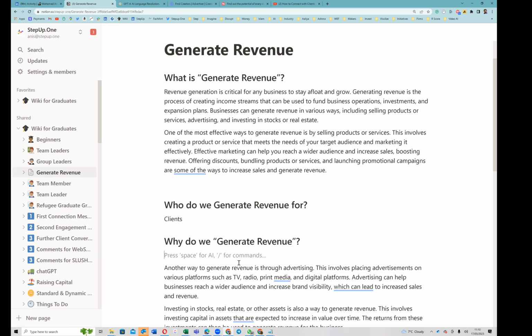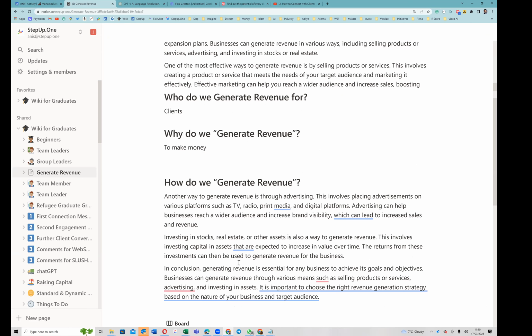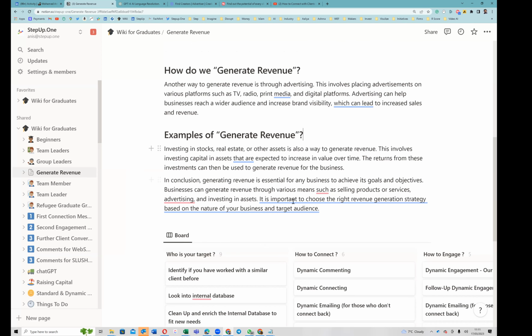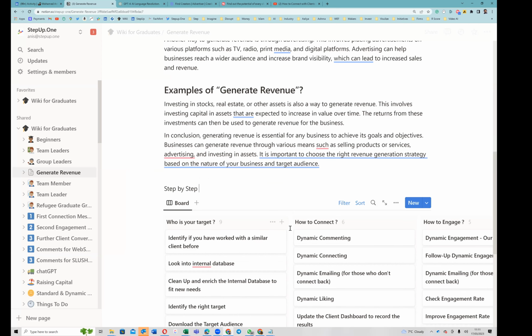So why do we generate revenue? To make money. I mean, I'm putting stupid answers, right? But just don't worry about this. It's just a lightweight component that I'm creating so that everybody understands what this thing is about, and then we come to the step by step thing, right? The step by step guide to learn all of the skills required to execute this job.